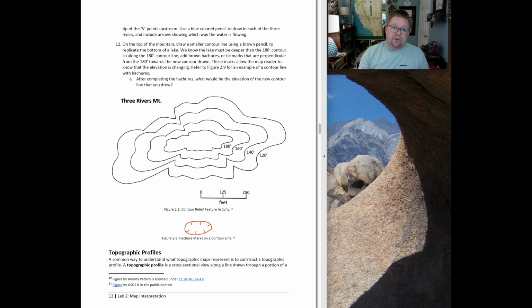Now, topographic profiles. So far, when looking at Three Rivers Mountain, we're looking from above down. When we talked earlier about contour lines, we used the example of the 3-layered cake, and we looked at the cake going this way and going this way. Well, how do we draw a profile, which means that we're looking at the environment from the side rather than from above? Well, topographic profiles is the way that it's done. A common way to understand what the topography really represents is to construct a topographic profile.